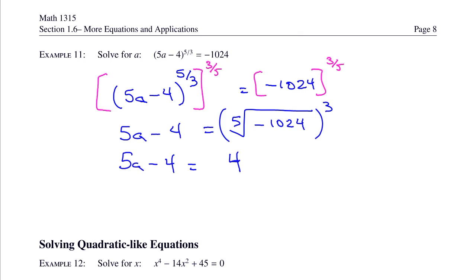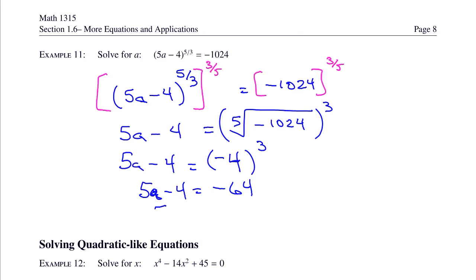If you have a negative number that was raised to the 5th power, the result is still negative. So if you're taking the fifth root of a negative number, the answer is still negative, because the fifth root is an odd root. Then we have 5a minus 4 equals negative 4 cubed. And negative 4 cubed is negative 64.